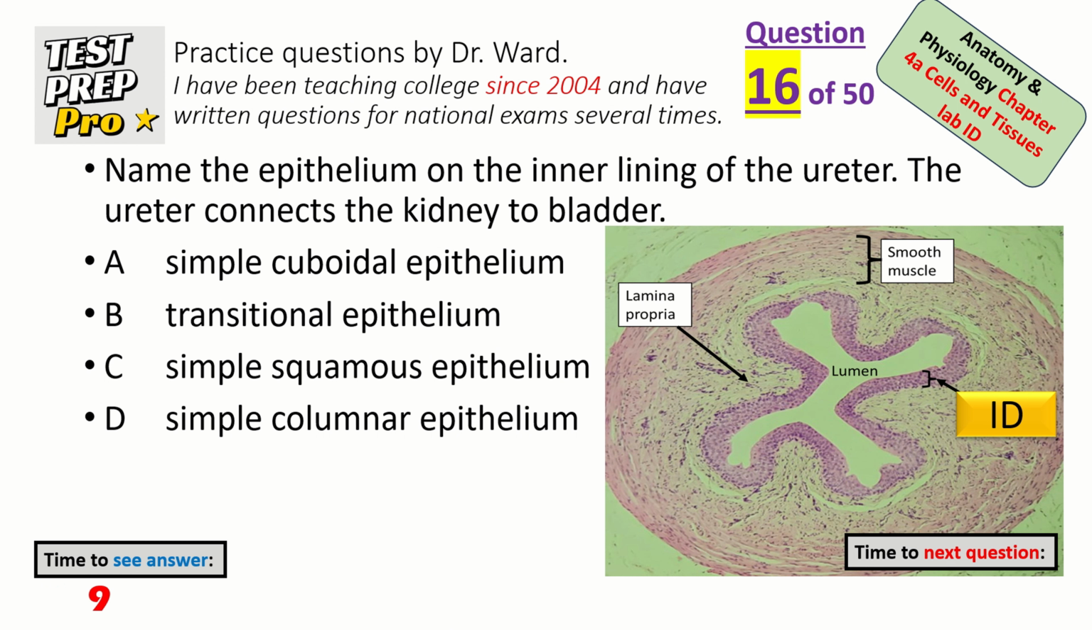Name the epithelium on the inner lining of the ureter. The ureter connects the kidney to the bladder. Transitional epithelium. It's very stretchy.